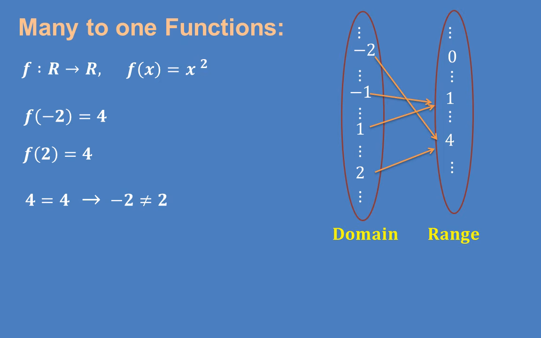So, the function is said to be a many-one function, if two or more different elements in the domain can map to the same element in the range. This means that multiple inputs can produce the same output, but each output corresponds to at least one input. That is, f of x1 equals f of x2, while x1 is not equal to x2. Also, the many-to-one function will have a horizontal line that intersects its graph more than once.